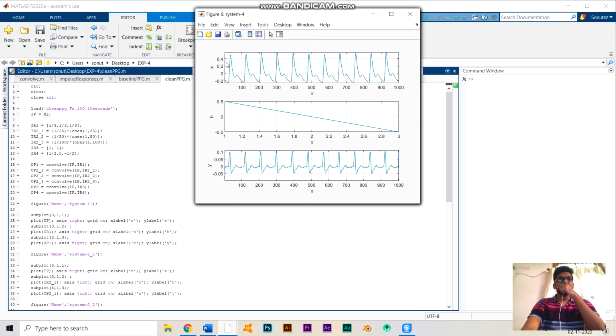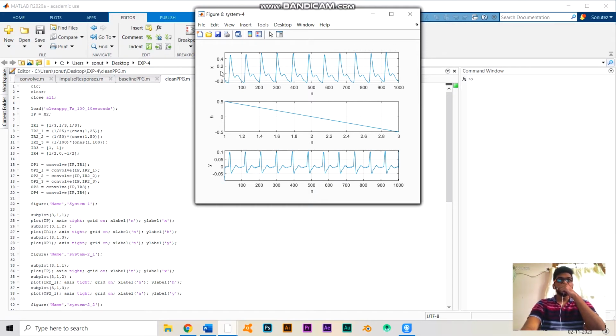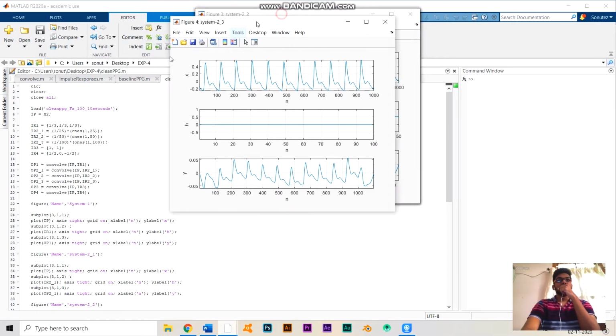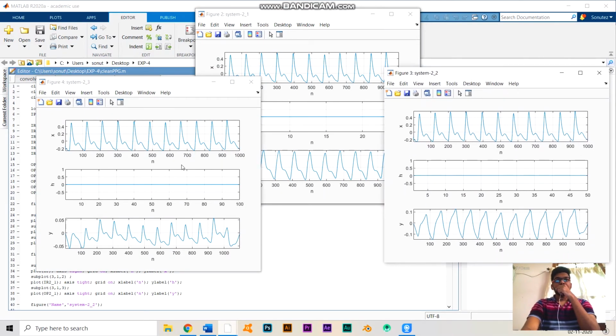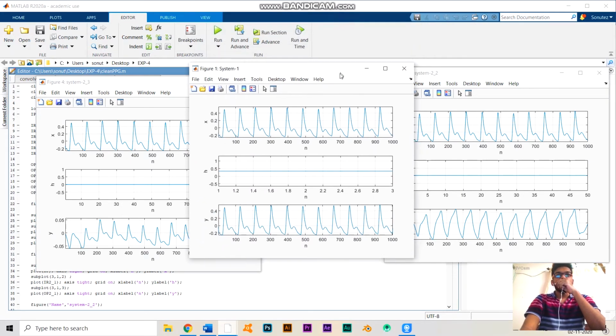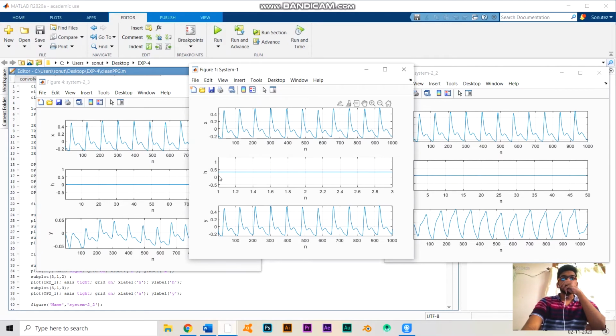In the same way, this input signal, clean PPG, doesn't have a trend, as we have seen earlier. This is the impulse response, and this is the output convolved signal with system 4. This is with system 3, and this one is for m equal to 100, system 2, and this is for m equal to 50, and this is for m equal to 25, and this one is for system 1. This is the impulse response of system 1, and this is the convolved signal.